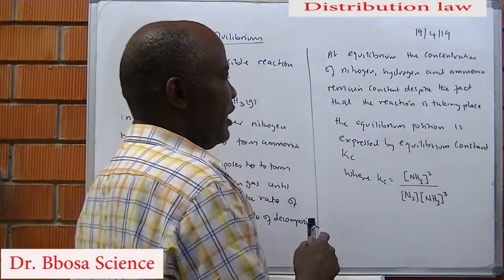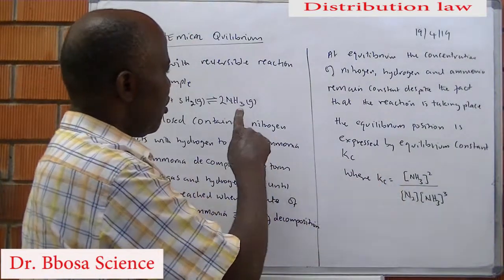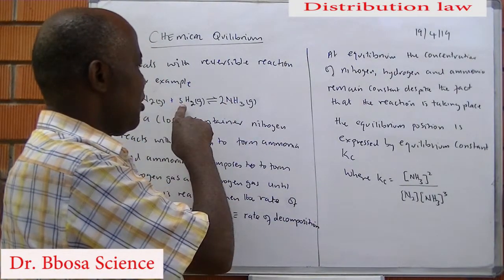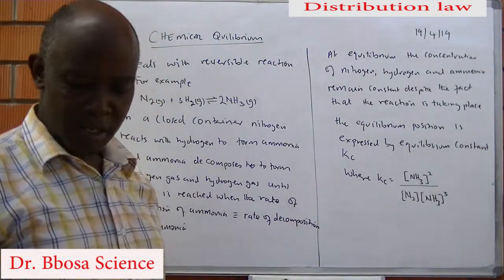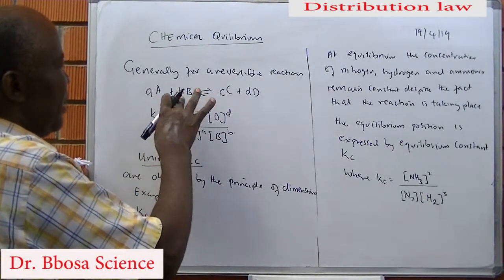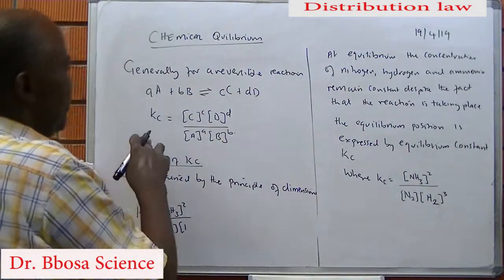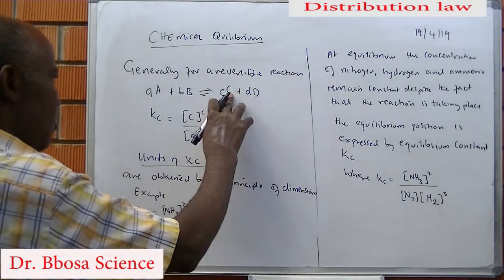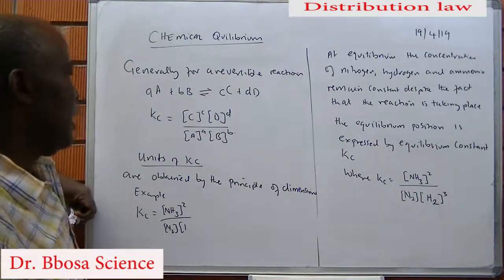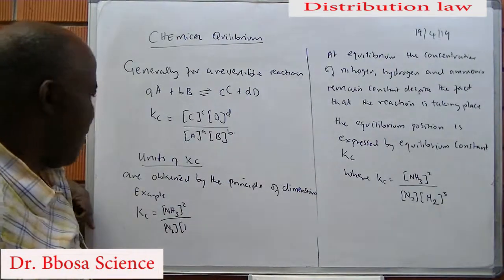The equilibrium position is expressed by the equilibrium constant Kc, where Kc is equal to the concentration of ammonia raised to power 2 over the concentration of nitrogen times the concentration of hydrogen raised to power 3. Generally, for a reversible reaction, a moles of A plus b moles of B is equal to c moles of C plus d moles of D. Kc is equal to the concentration of C raised to power c times the concentration of D raised to power d over the concentration of A raised to power a times the concentration of B raised to power b.